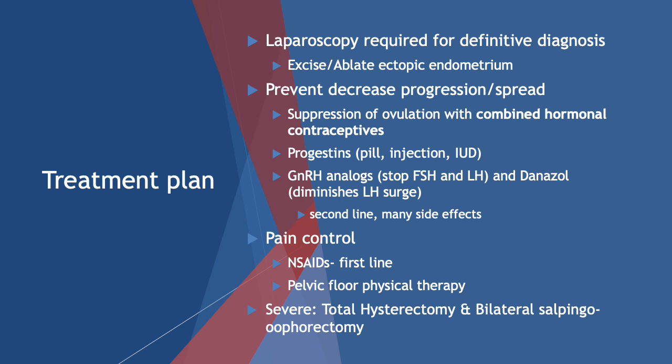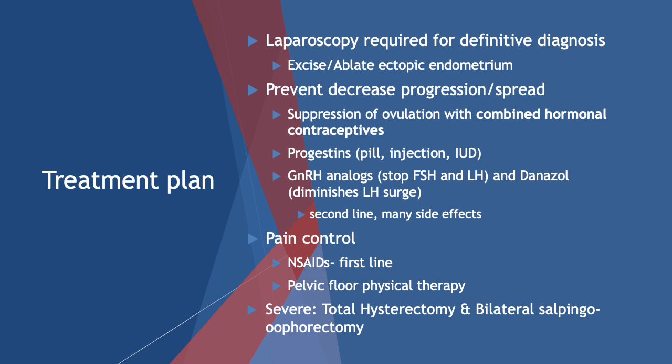Some of the meds include combined hormonal contraceptives to suppress ovulation, progestins such as a pill, injections, or IUD, and then further treatment for more resistant endometriosis can include GnRH analogs to stop FSH and LH, and danazol that diminishes the LH surge right before ovulation. But these two meds have many side effects. And then we can use pain control, and NSAIDs are first line for endometriosis.